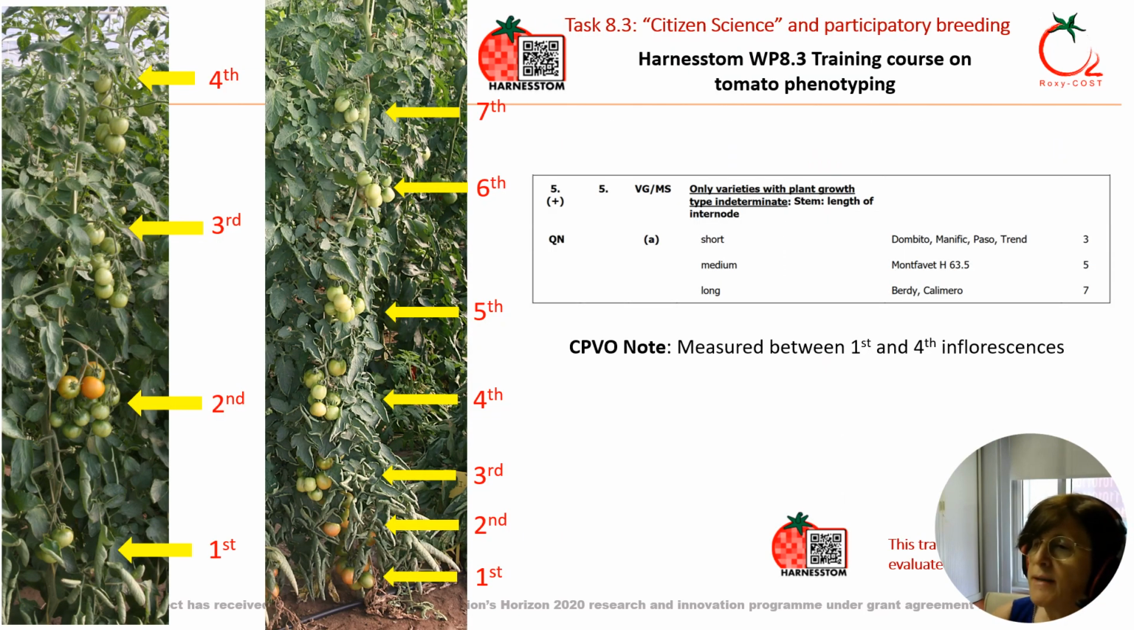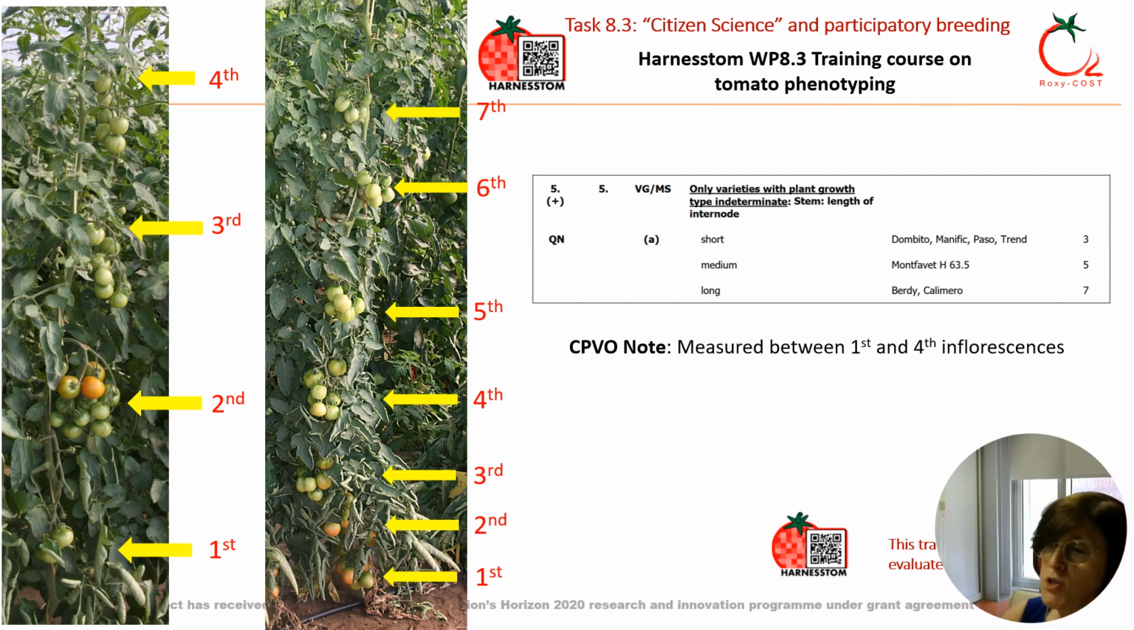For a given plant growth type, there exists variation for the distance between inflorescences. This trait is named length of internode and should be observed or measured at one time for the whole trial, for example, after fruit set on approximately 5 nodes. The total length of the stem should be observed or measured between the first and the 4th trusses.